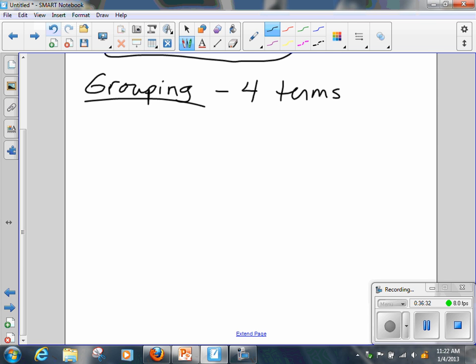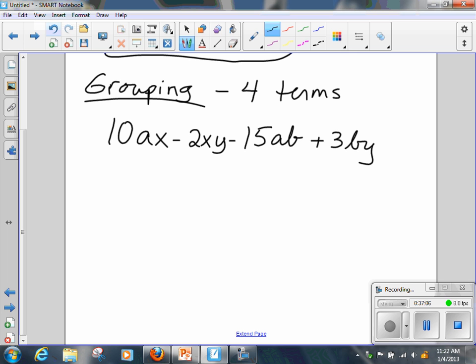Here we go. 4 terms almost always have 4 terms. Sometimes, remember, we are in an advanced math class, but it could have quantities thrown in there, and then you think, oh my gee, what in the world? Okay? Check this out. 10ax minus 2xy minus 15ab plus 3by.